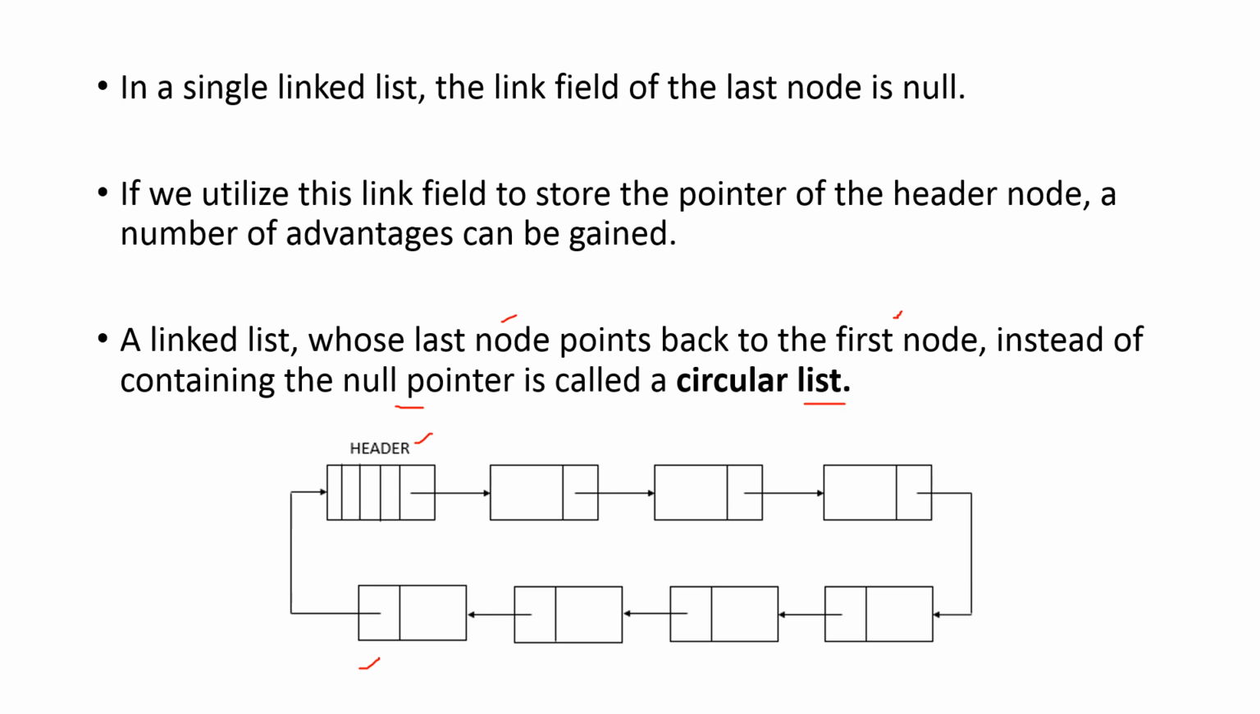the link section or the link part of the last node points back to the first node instead of containing a null pointer. In a case of a normal linked list, the last node's next section is always null or it is a null pointer, right? So in a circular linked list, instead of containing the null pointer, the last node points back to the first node. So that is a circular linked list.